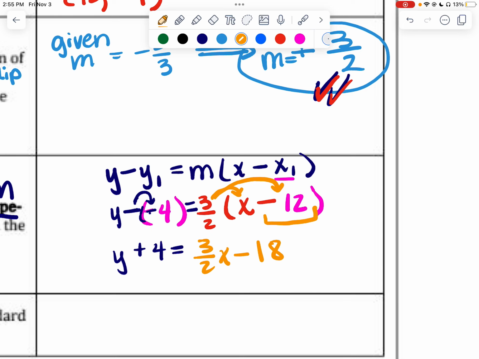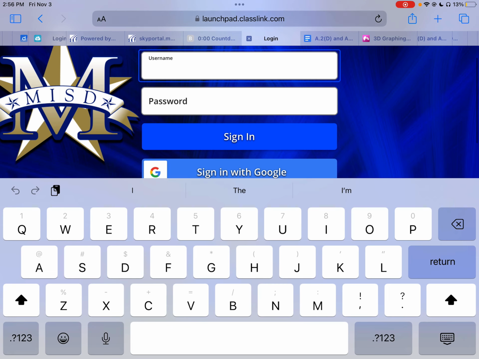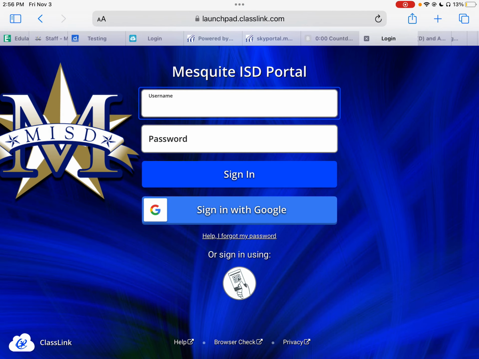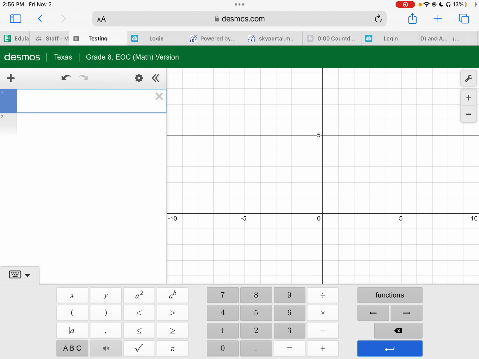And I can always double check that on Desmos. There's no way I should get that wrong because this is going to be on my Desmos. I think I have it somewhere here. Yeah. So, what is that?